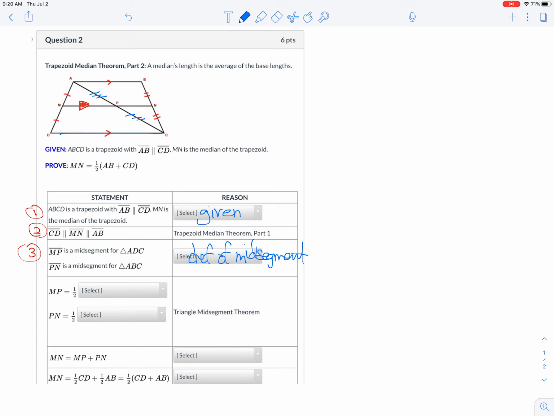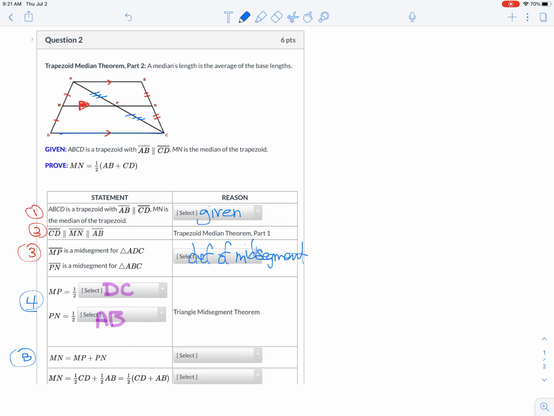Now, we look at one triangle. MP is 1/2 of, here's this triangle, MP is 1/2 of this one, DC. And similarly, PN is a midsegment, so it is 1/2 of AB, because those are two triangles. Very clever to split that trapezoid into two triangles.